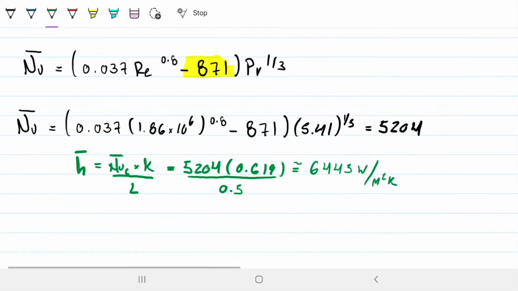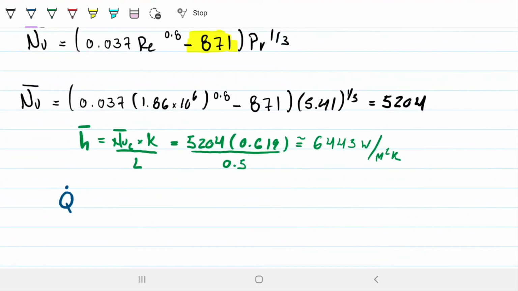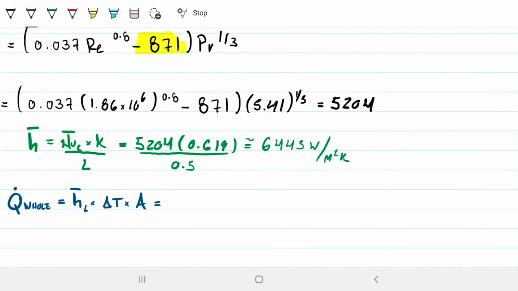Right, so if I want the Q for the whole plate, well, energy for the whole thing, considering the mixed flow that we have, it's just going to be the average h that I found for the whole thing times my delta T times my area for the whole plate, right? So in this case, I'm going to be taking the full length, full width. So this is just the number I just found, 6,443 times my 20 difference in temperature times my 0.6 in width and my 0.5 in length, all in meters.